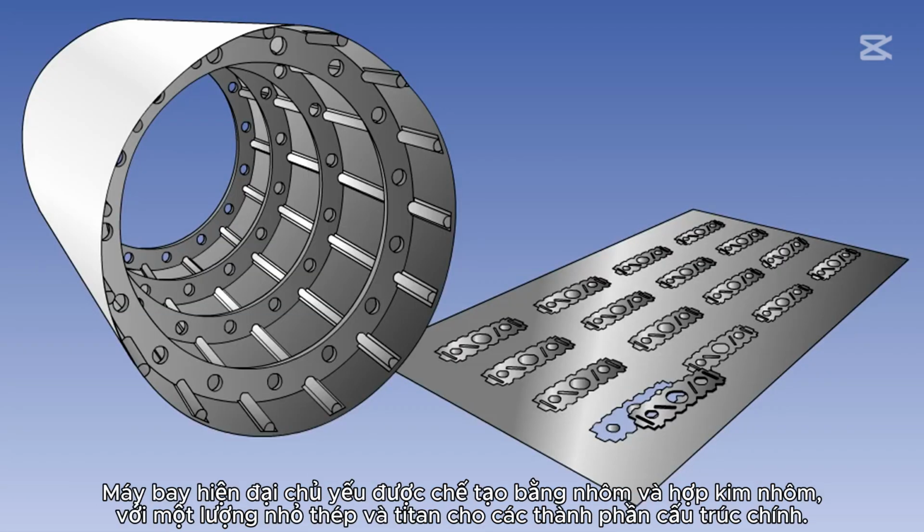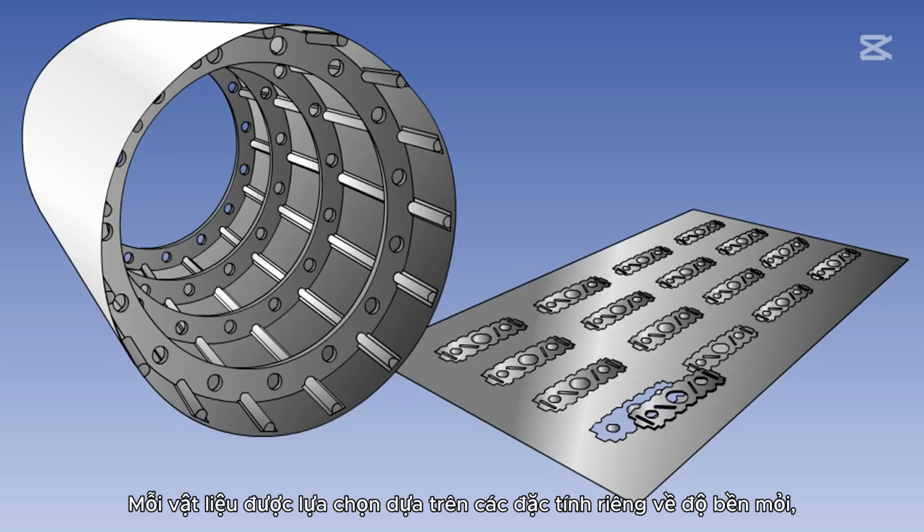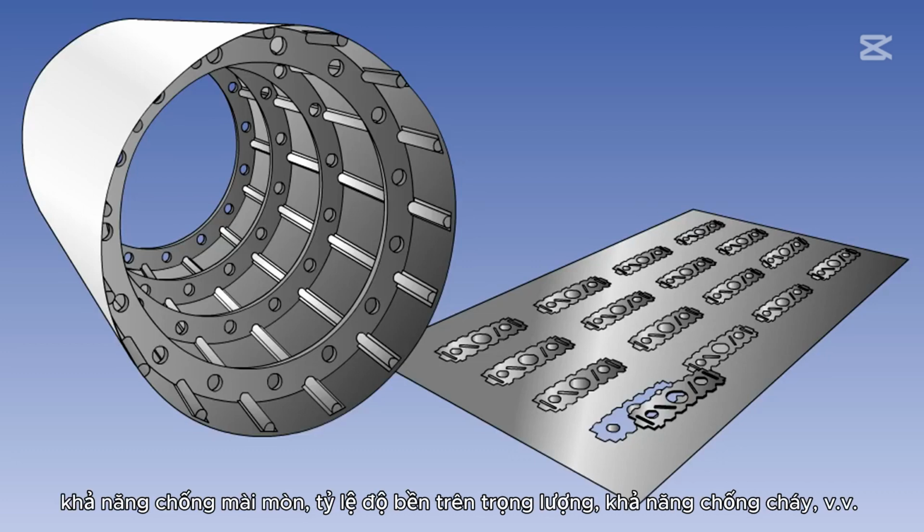Modern aircraft are constructed mainly of aluminium and its alloys, with smaller amounts of steel and titanium for the major structural components. Composite materials are used extensively for more lightly loaded structures. Each material is chosen for its particular properties with regard to the fatigue strength, wear resistance, strength to weight ratio, fire resistance, and so on.